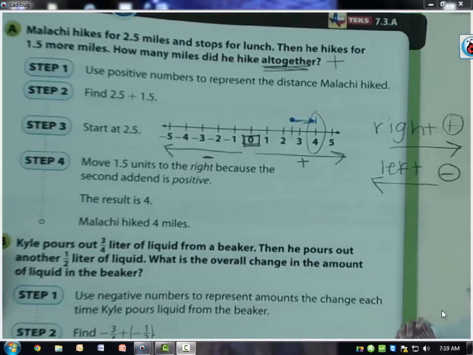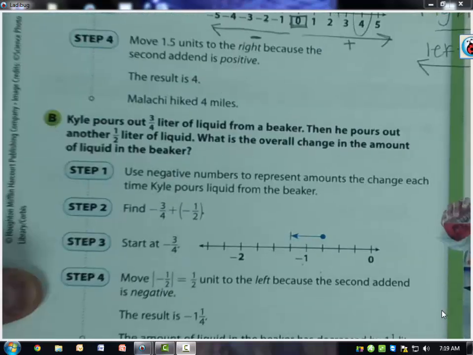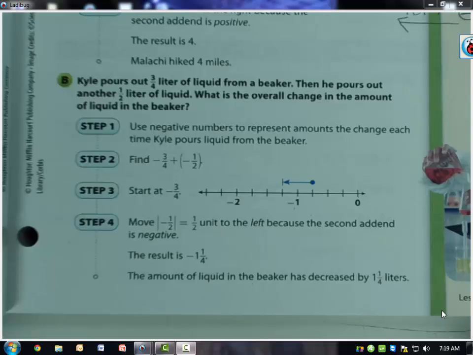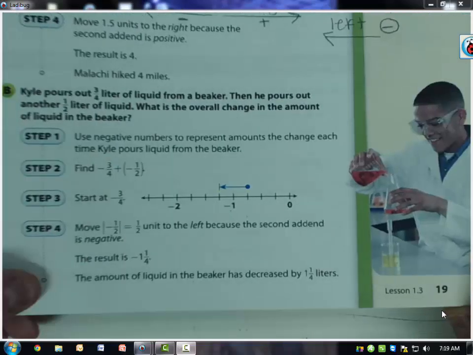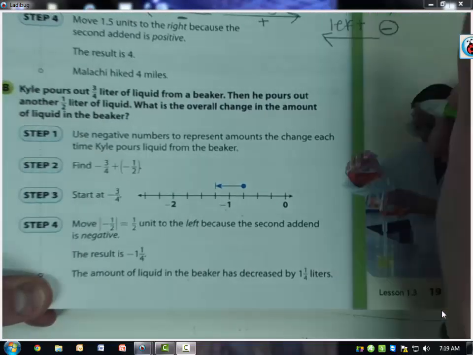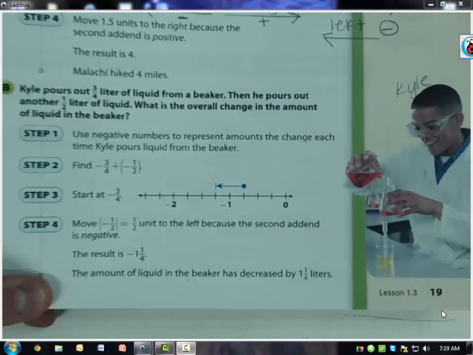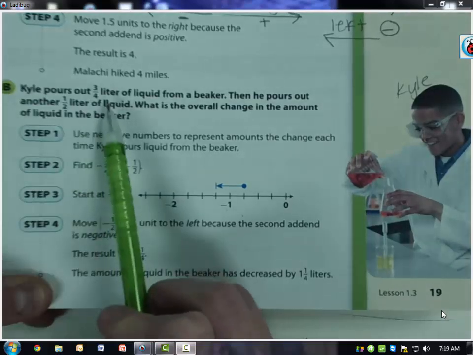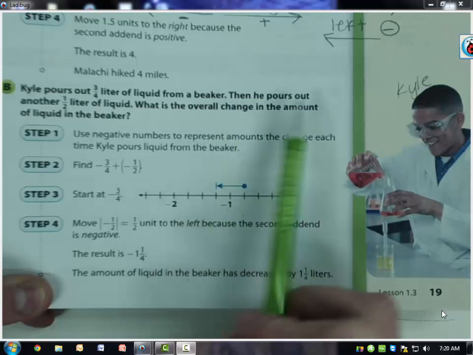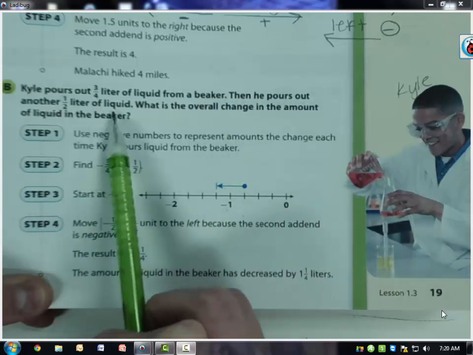I'm going to zoom out so we can see Kyle. So you can see a picture here. This is Kyle over here. Alright, Kyle pours 3/4 liter of liquid from a beaker. Then he pours out another 1/2 liter of the liquid. What is the overall change in the amount of liquid in the beaker?